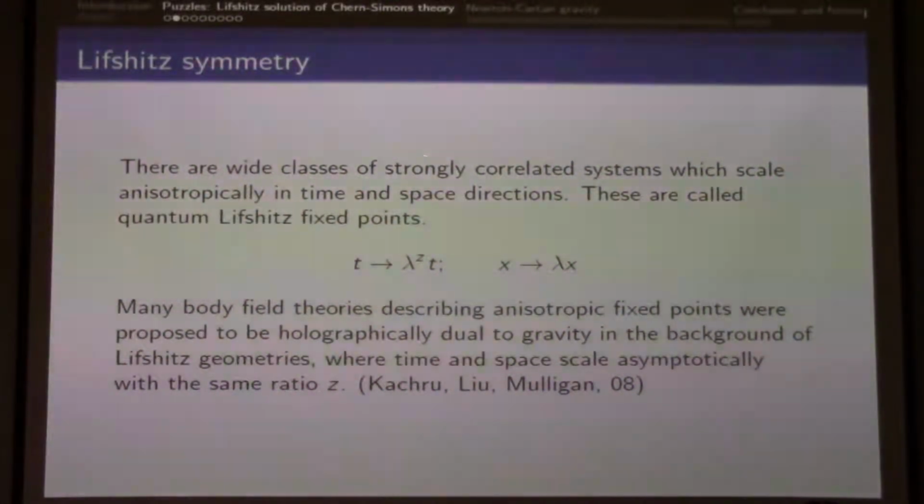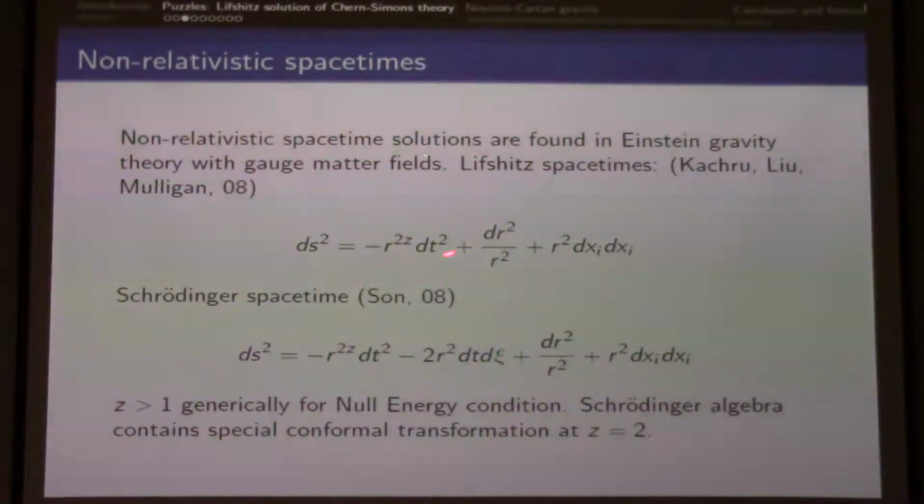So if I want to study strongly coupled condensed matter physics, I like the mathematical tool, and holography may provide a tool. Then I need to construct the holographic duality geometry which has this symmetry. These kinds of space-times are called Lifshitz geometries, discovered by Kachru, Liu and Mulligan. And these geometries look like this. z is the dynamical exponent. There is another type of geometry with the Lifshitz scaling but with possibly a further special conformal transformation, extended symmetry, called Schrödinger space-time. The special conformal transformation only appears at the special value z equals 2, and that is exactly the value we are interested in today.